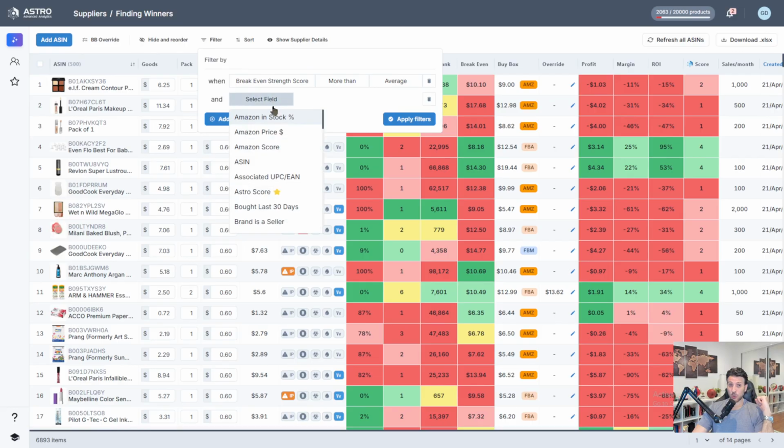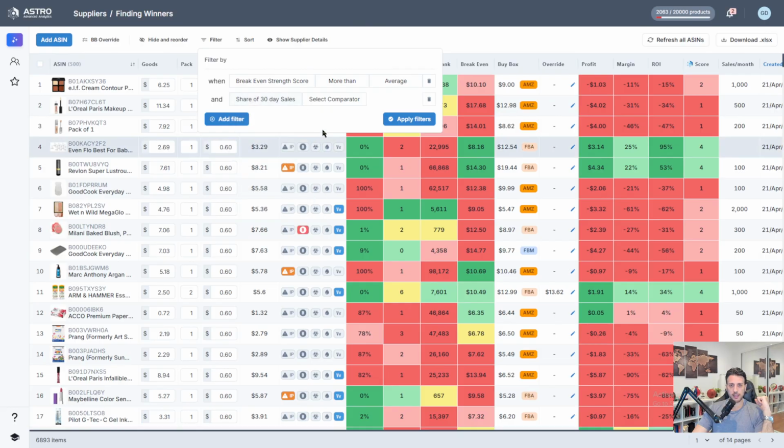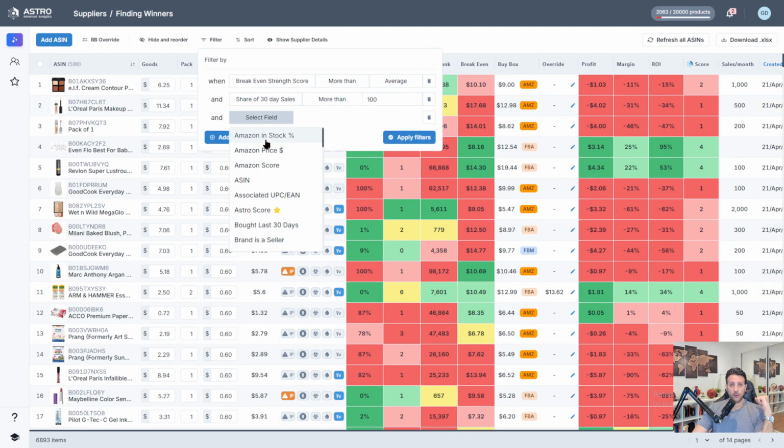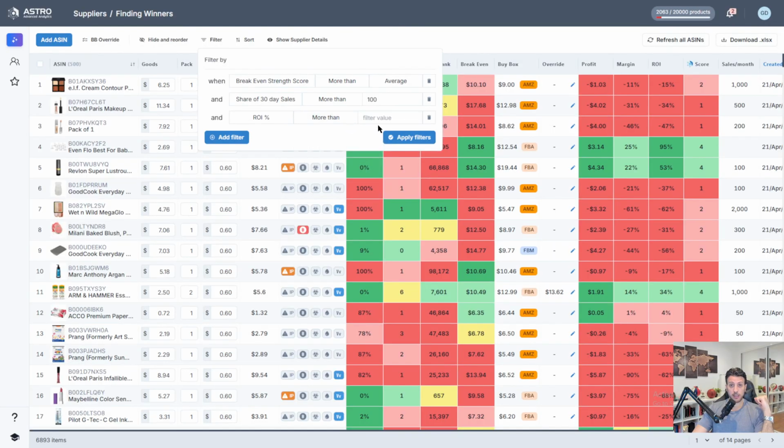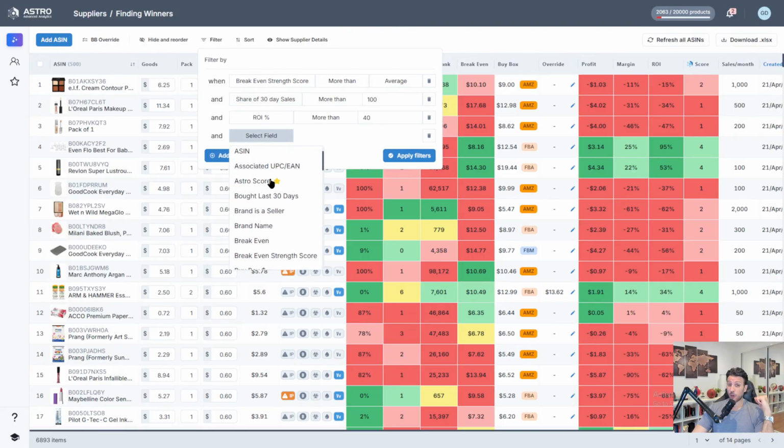Next, I want to see products with high sales volume. So let's go for the bought. Instead of the bought in the last 30 days, let's go for the share of the one where we said the recommendation. Let's make the recommendation be more than 100 units per month. Next, let's focus on products that have some profit in them. So let's look at products that have at least 40% ROI at the moment.